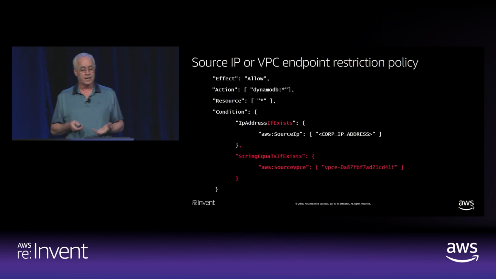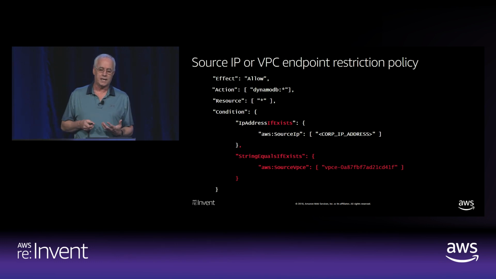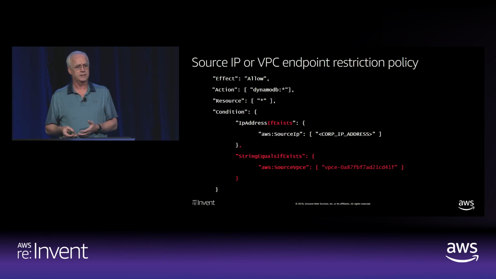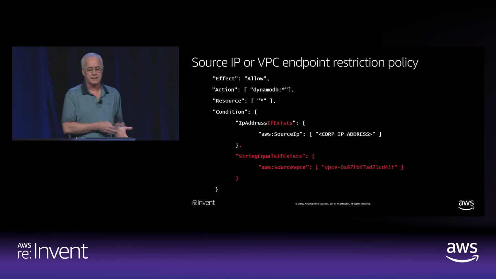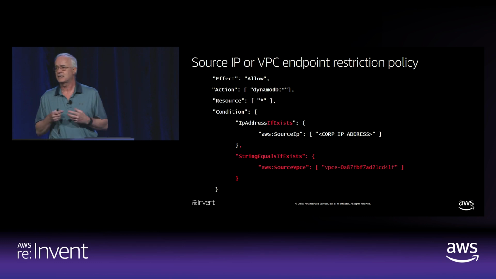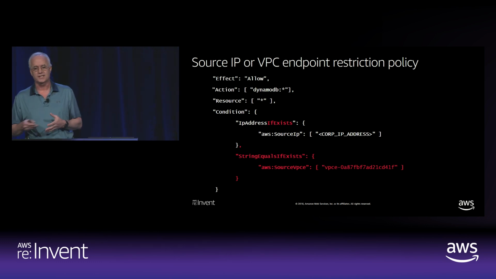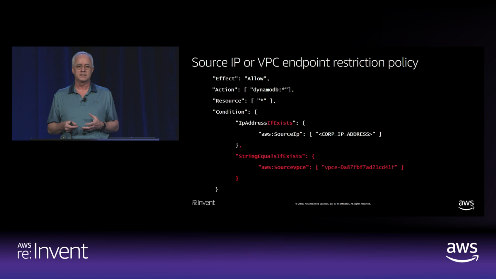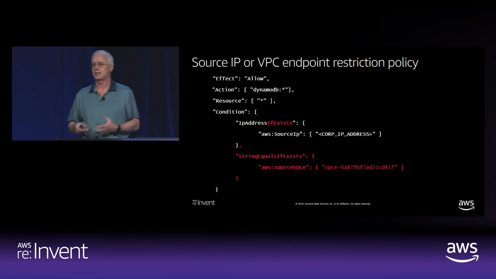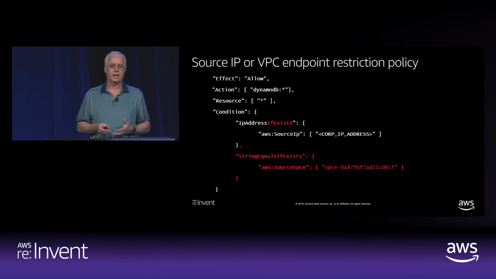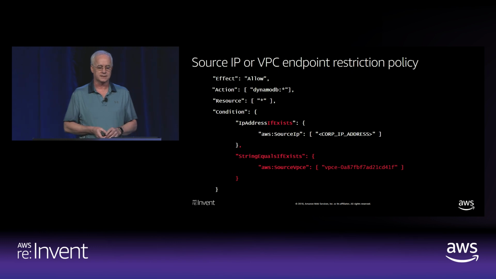And so to update Bob's policy to allow this. Now, this is a case where I want to allow Bob to still be able to come in from a corporate IP address if he's coming in from the office. And so I set it up to limit on the source IP if it exists. What if exists does is it says this restriction to source IP only applies if the source IP condition key has been set. It's ignored if the source IP is not set.